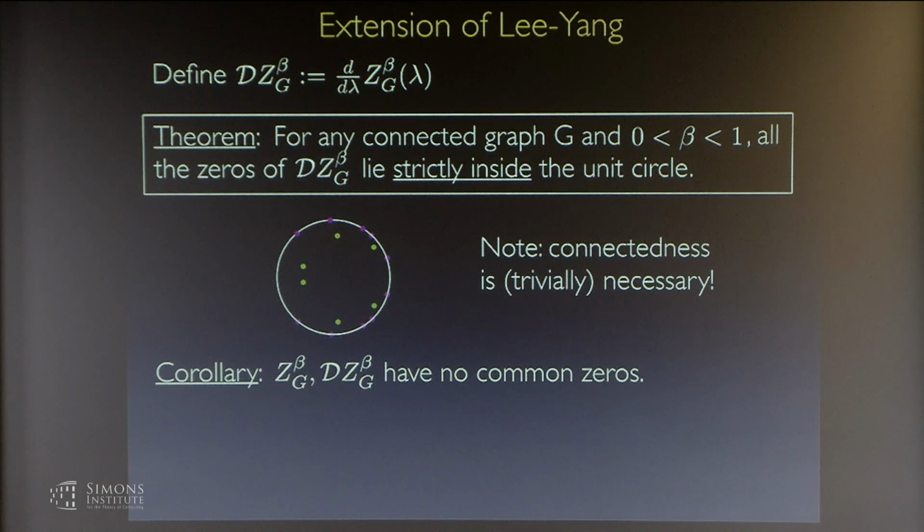And notice it's trivial that you need connectedness here, because otherwise you just take two copies of the same graph, and it obviously has multiple zeros.